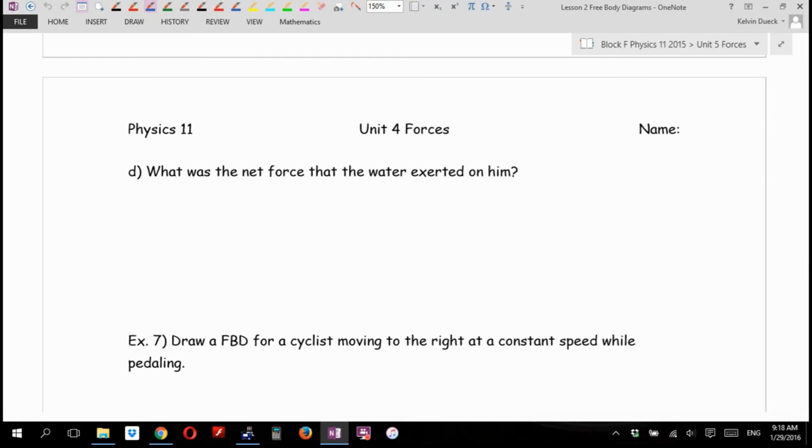Cohen, can you read D to me out loud, please? What was the net force that the water exerted on? There's the key phrase. Do you know why that's the key phrase? Because of the word in front of the word force. What's the word, Cohen, in front of the word force? Net. I've told you that F net is just MA. I don't need to go through the whole free body diagram.